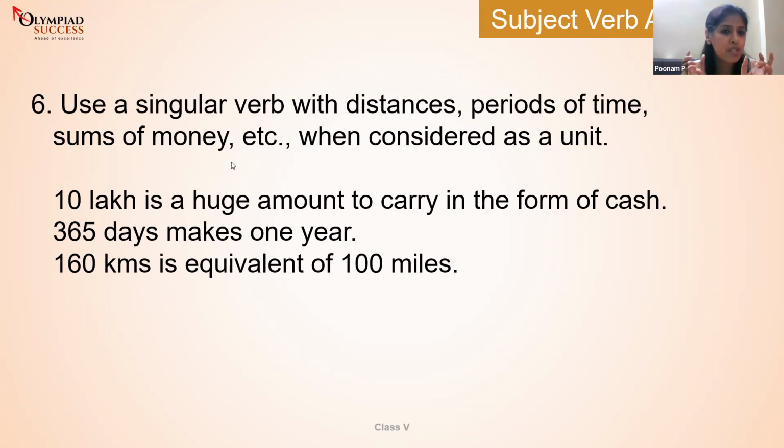Although it is kilometers, it's plural, I will still use a singular verb because it comes under the category of either distance, period of time, or sum of money. Okay, because they are treated as one unit, not as separate.